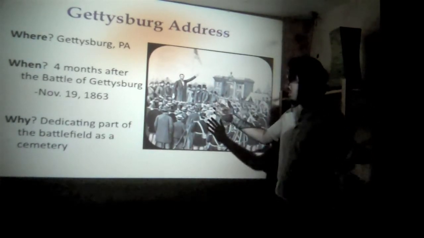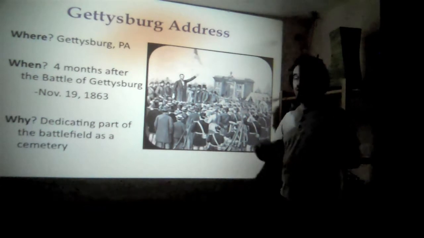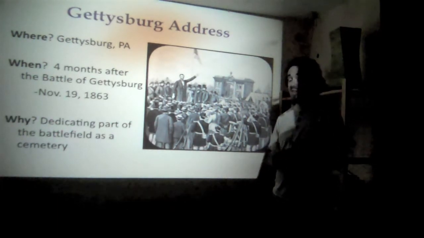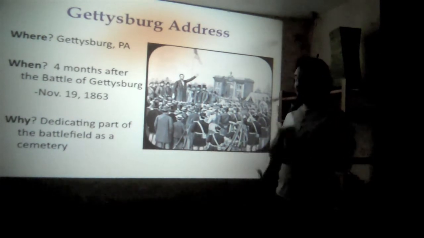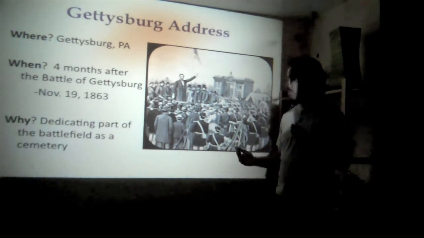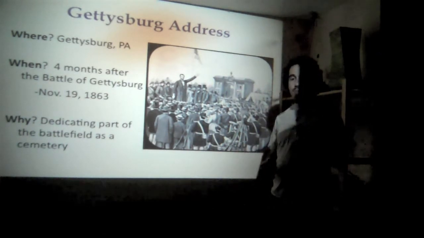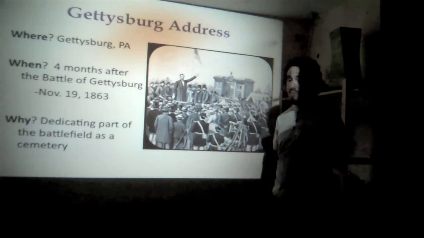Is Gettysburg, Pennsylvania, like we just mentioned. When is it? Four months after the battle, November 19th, 1863. So actually a little more than four months, because like I said, they declared that victory on July 4th. Now it's November 19th. Why is it happening? Well, they're dedicating a part of the battlefield as a cemetery. 58,000 men died. They have to be buried somewhere.